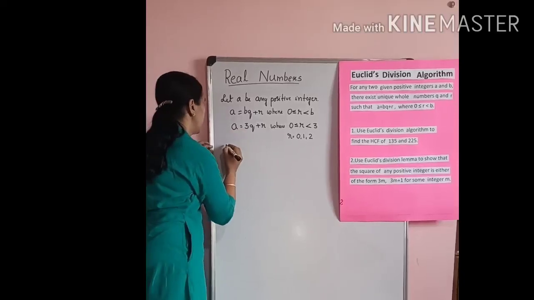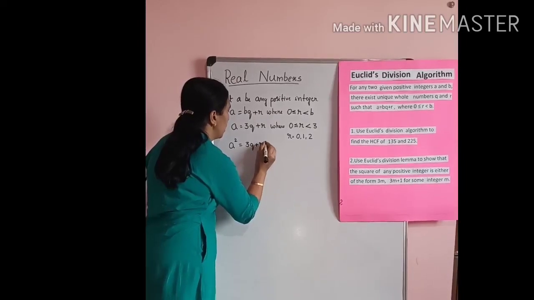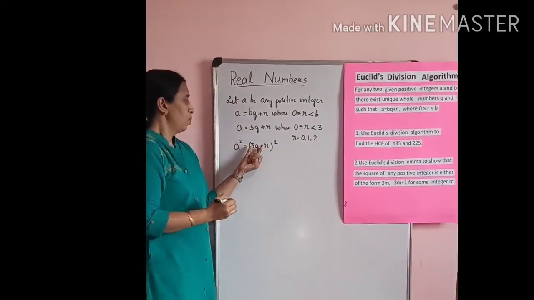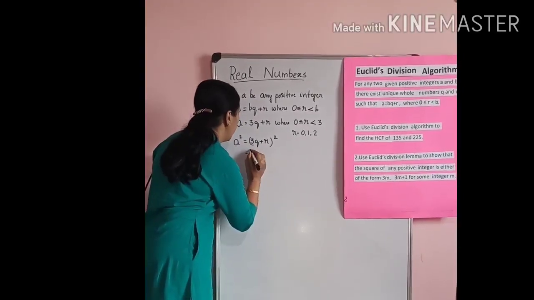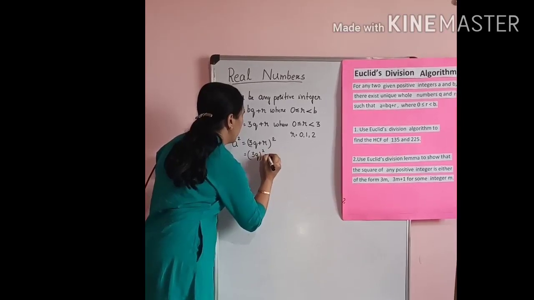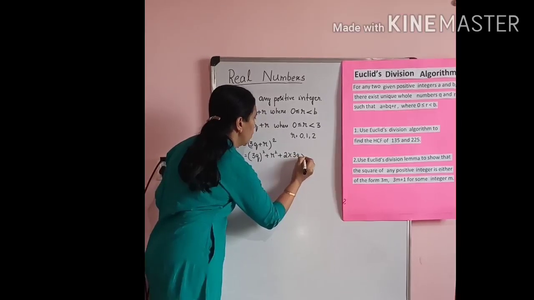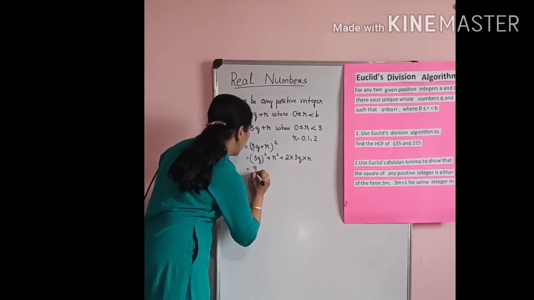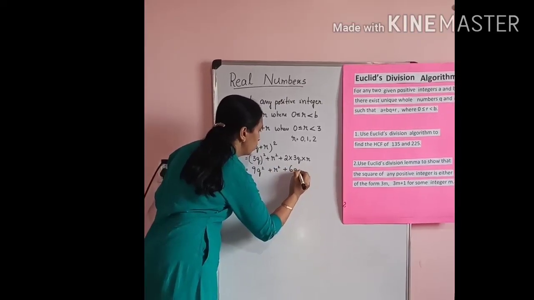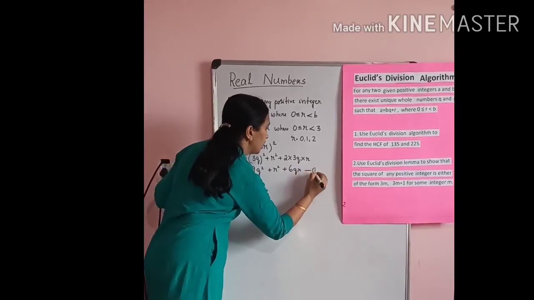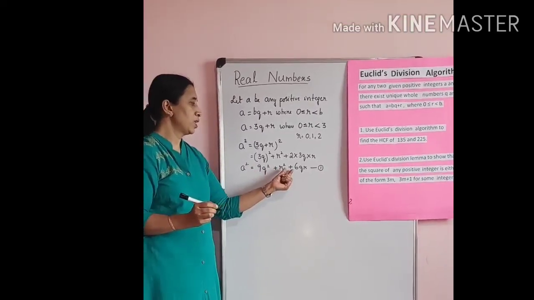Now when we square this equation, we will get a square is equal to (3q plus r) whole square. Now we will square this using (a plus b) whole square. It will give you 3q square plus r square plus 2 into 3q into r. By simplifying, you will get 9q square plus r square plus 6qr. We will consider this as equation 1. So a square is equal to 9q square plus r square plus 6qr.